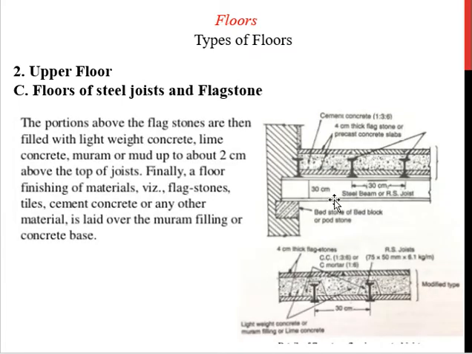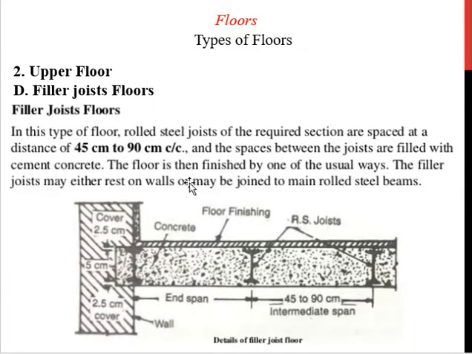You can see here that a steel beam has been placed below this joist in order to support it. So if such a structure is present, then we call it a floor of steel joist, because we have provided a steel joist, steel beam, and these rolled steel sections. Okay, so the next type of upper floor is the filler joist type of floor.